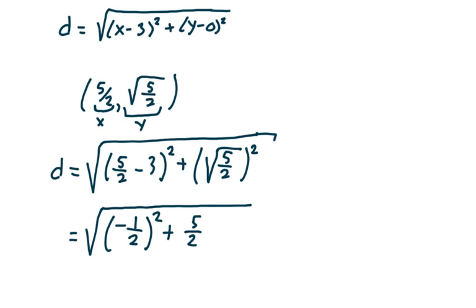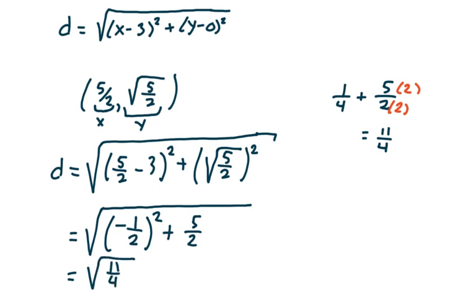Now, if I come off to the side here, if I square negative a half, I get a fourth. And then I'm going to add 5 halves. Getting that common denominator, I'm going to multiply numerator and denominator by 2, and I get 11 over 4. So this is the square root of 11 over 4. But remember that the square root of 4 is 2. And so the smallest distance will be the square root of 11 divided by 2. That's fine. I don't mind you leaving it in exact form.